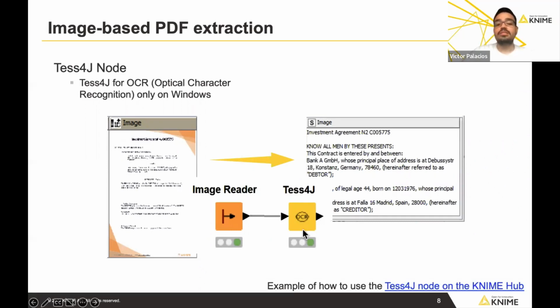So if you use the Tess4J node, you must input an image, and this can come from the image reader, for instance, or it can come from the Tika Parser's second port. Remember earlier how we talked about how the Tika Parser can also extract images. So you might also connect those to the Tess4J node as well. The Tess4J node will then perform optical character recognition and make its best guess as to what text is contained in your image. And there are various examples for how to use the Tess4J node on the KNIME Hub. And these slides will be available to you afterwards, as well as the video for this.